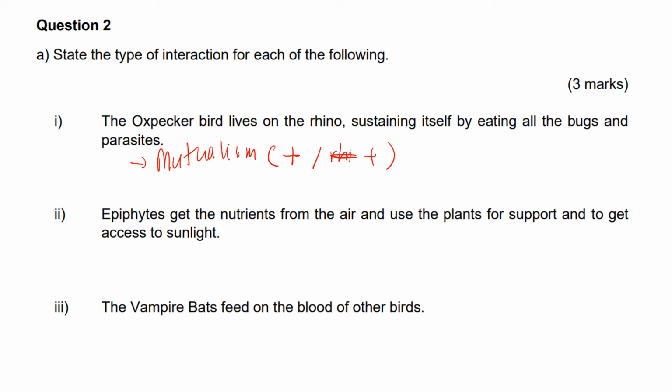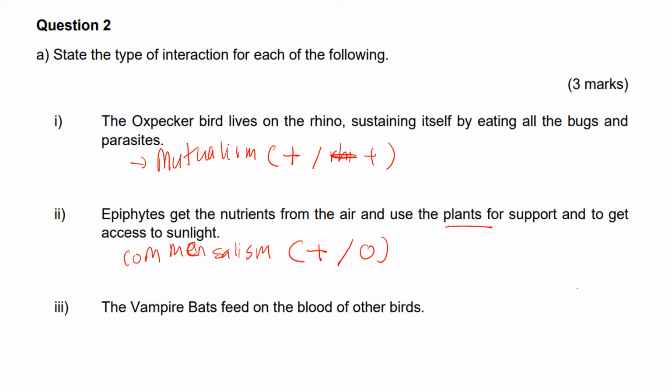Number 2, epiphyte gets nutrients from the air and also uses the plant for support to get access to sunlight. In this type of interaction, only the epiphyte gets the benefit, but as for the plant, it does not have any effect from that interaction. So it is commensalism. Epiphyte will get the benefit and there's no effect towards the plant.